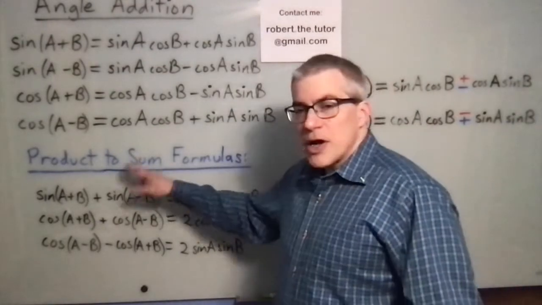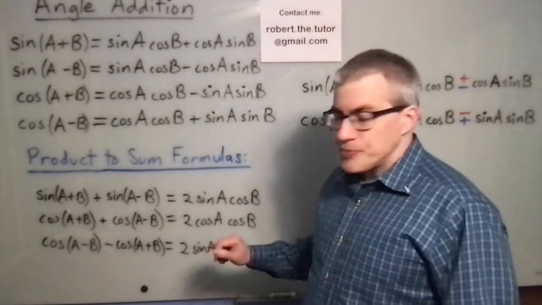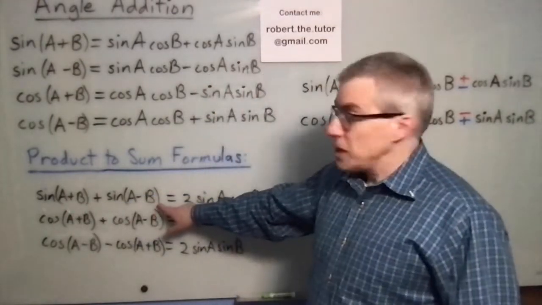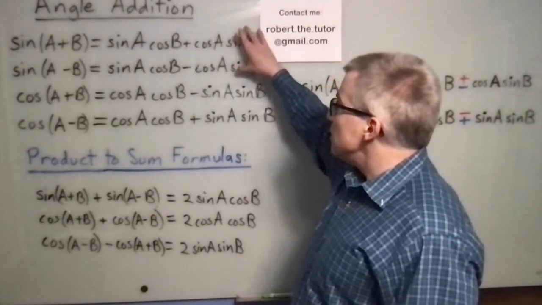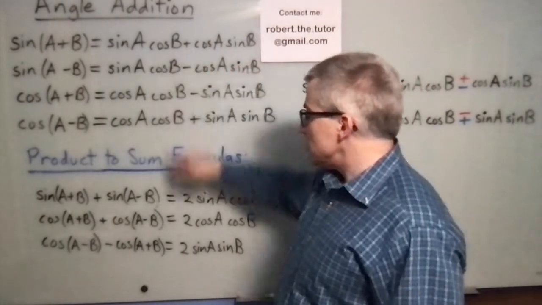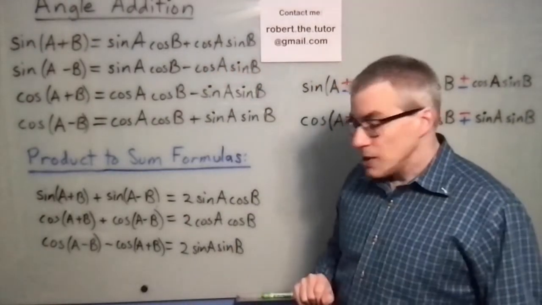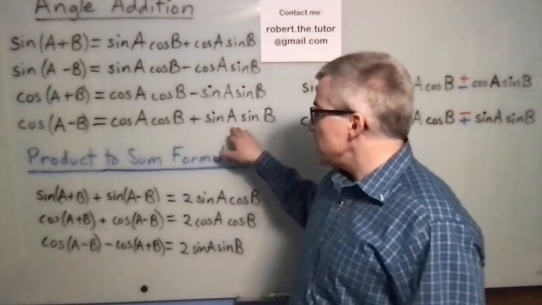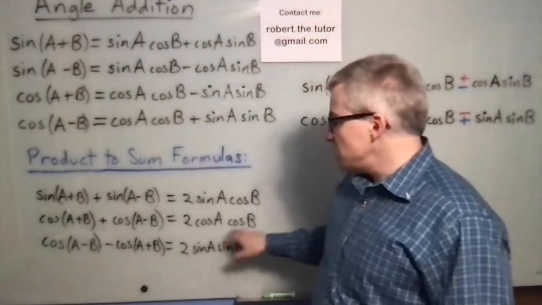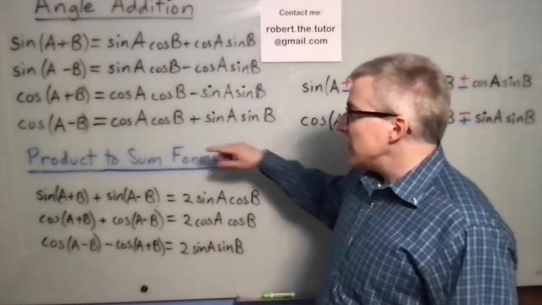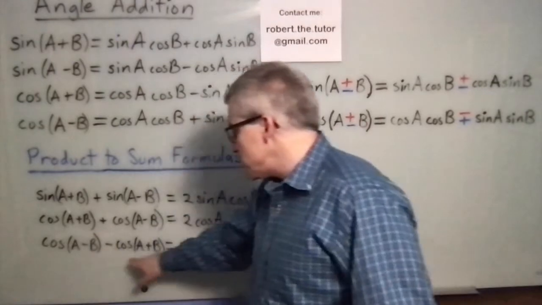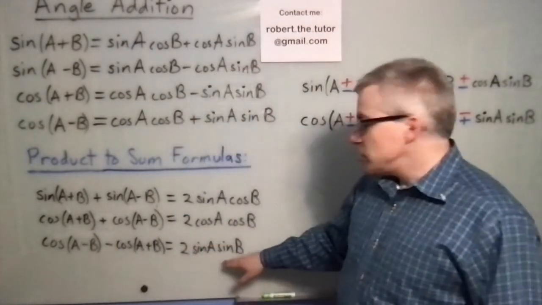We're going to make the product to sum formulas. If you take sine of a plus b plus sine of a minus b, when you add those together, these terms cancel and these terms double, so you get 2 sine a cosine b. When you take cosine formulas and add them, these cancel, and you get 2 cosine a cosine b. And if you subtract, order matters, this one minus this one, cosine a minus b minus cosine a plus b, you get 2 sine a sine b.